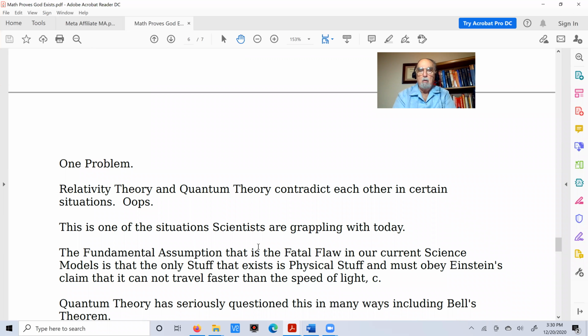In fact, it's a horrible situation, and scientists are grappling with it. They're trying to come up with a unified theory, something more basic that will unify these two contradictory theories. One of them is called string theory, but they've been working on that for several decades, and it hasn't worked yet. They haven't achieved it yet.